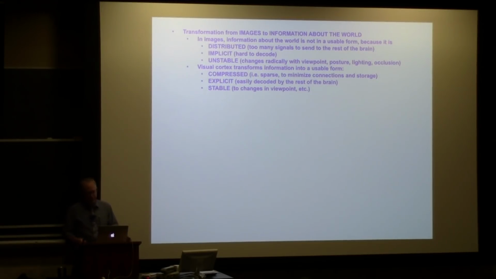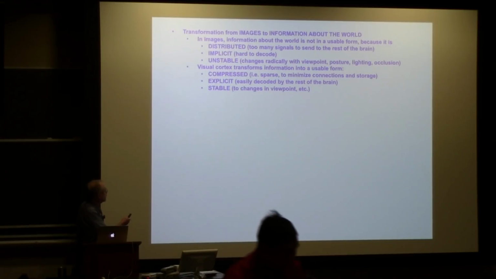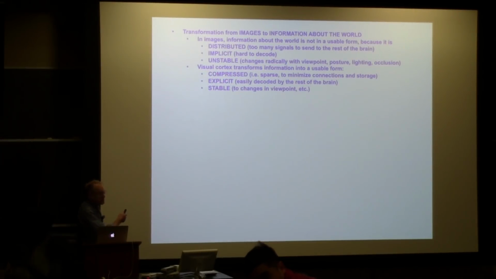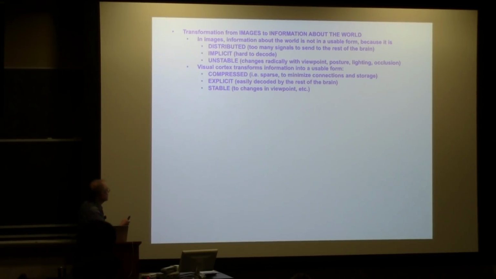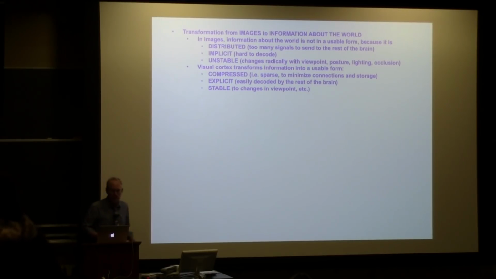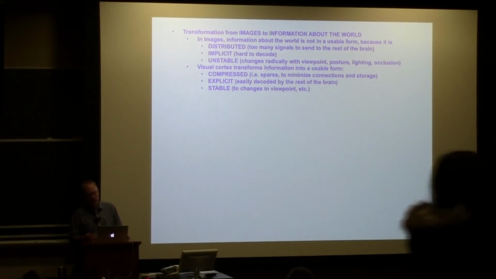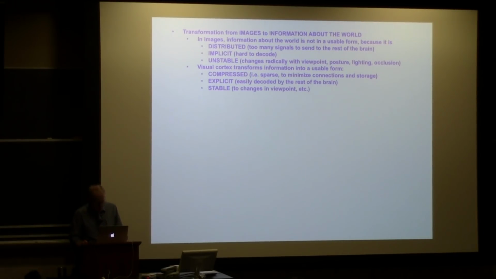And the visual system uses various neural mechanisms to transform that kind of information into information about the real world that's in a compressed form that's much more storable in memory and sendable to other parts of the brain, explicit, easy to read from memory or from other parts of the brain, and stable. That is, it doesn't change, the final representation in vision can't change dramatically when you move your eyes or when something moves in the world.